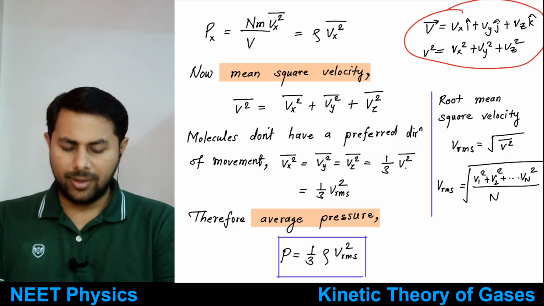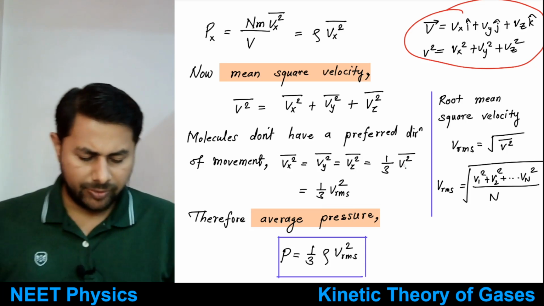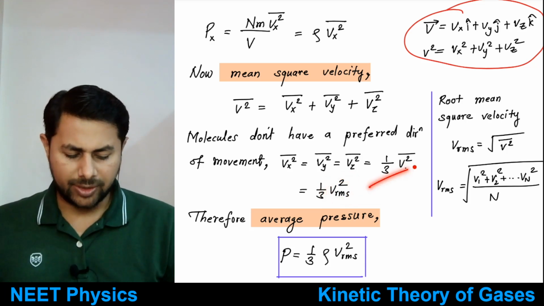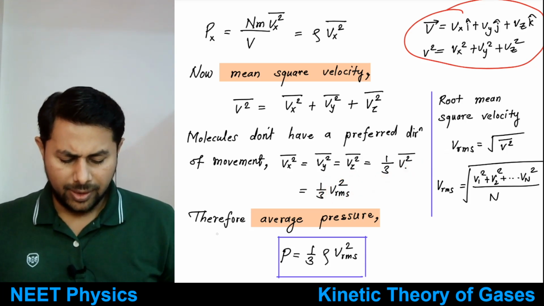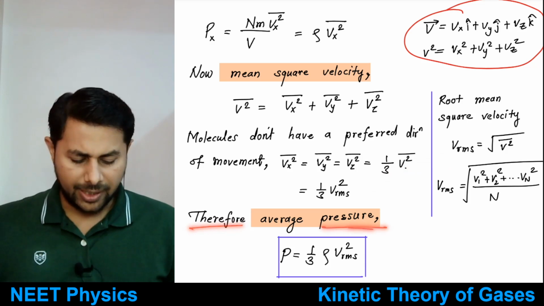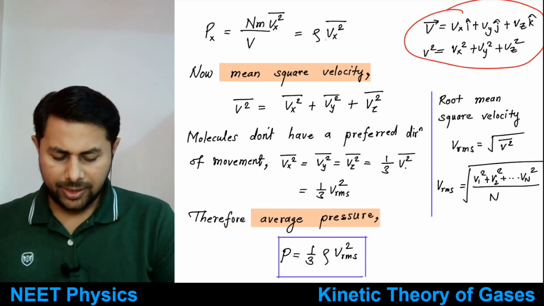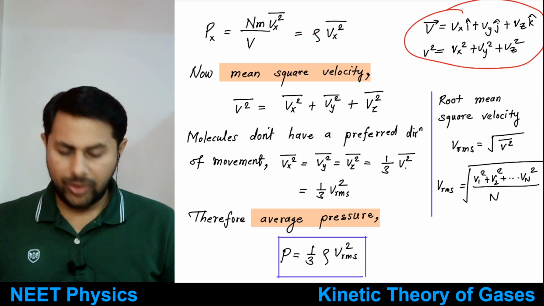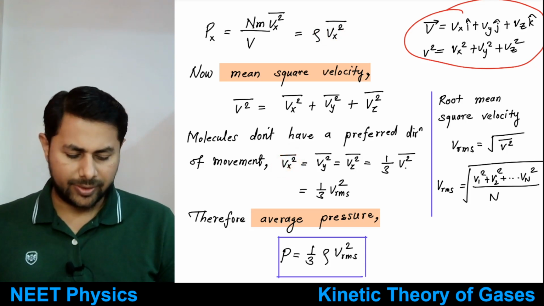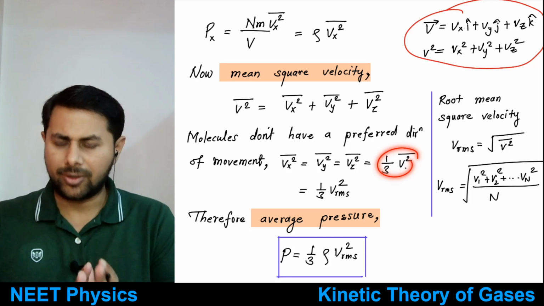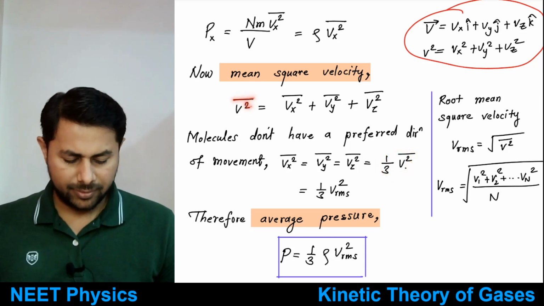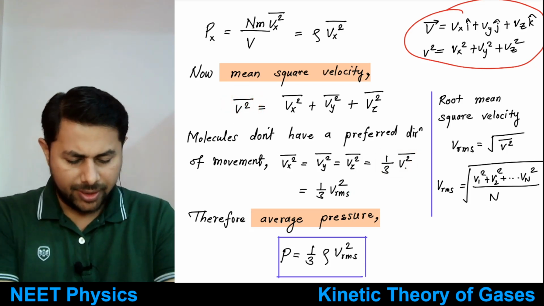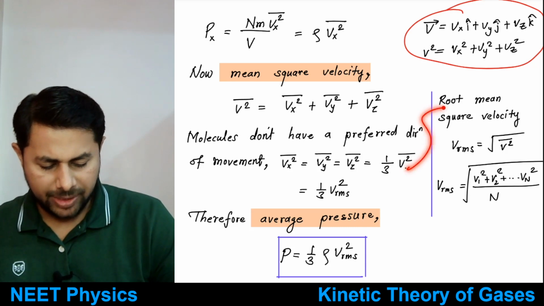Okay, and this v square bar is written as vrms square. We'll see what is vrms. And therefore the average pressure in any direction is equal to what? It is equal to rho times vx square bar, but then we know that vx square bar or vy square bar or vz square bar is equal to what? 1/3 of v square bar. And this thing is called vrms square. Okay, so here we can define root mean square velocity.